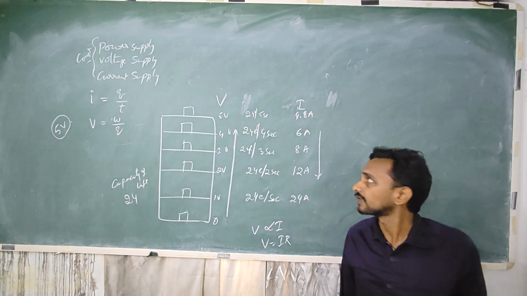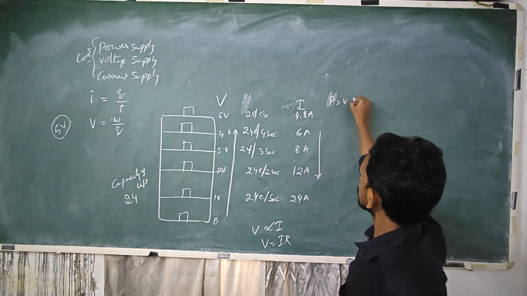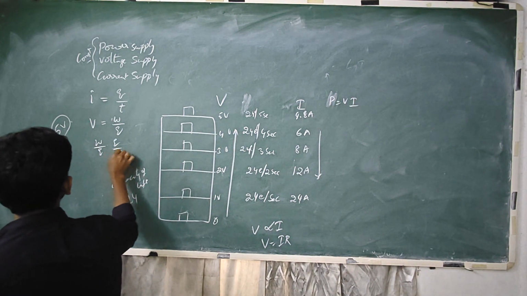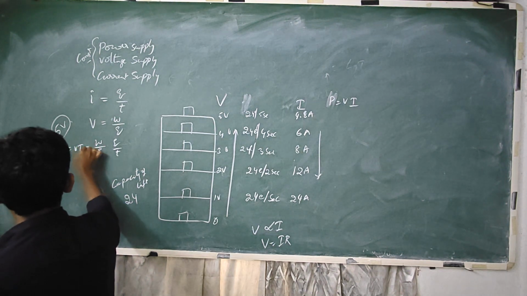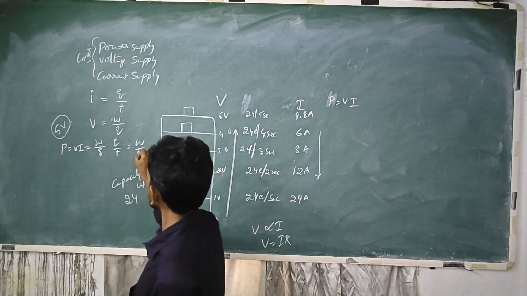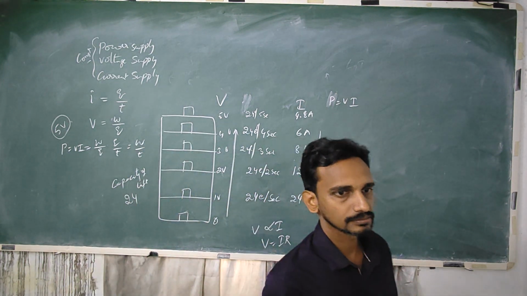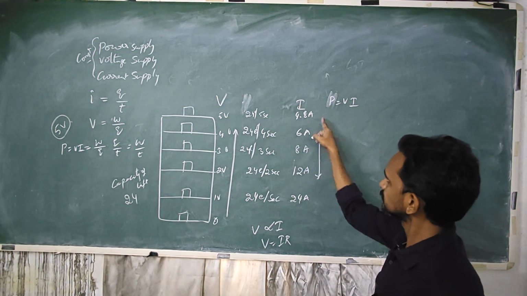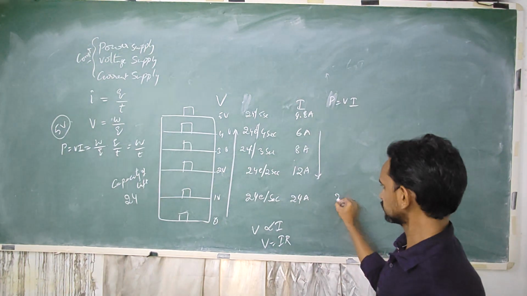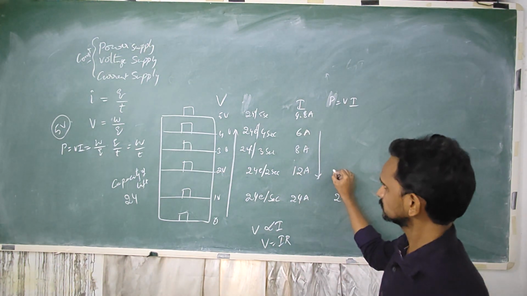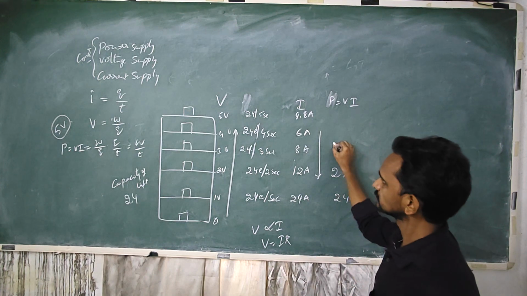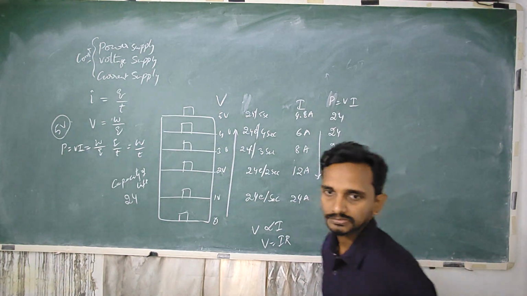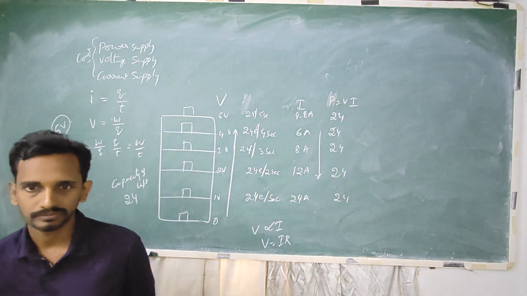So what is the control parameter now? If you see the product of these two, the product of V and I, what do you get? If you multiply these two, work done per unit time is the power. Okay, so if you calculate power, what is that? Here it is 24, here it is 2 volts multiplied by 12, 24, 24, 24, 24 watts.